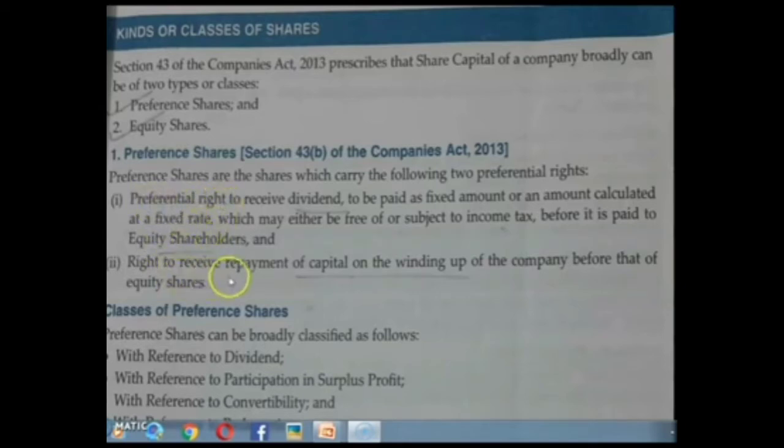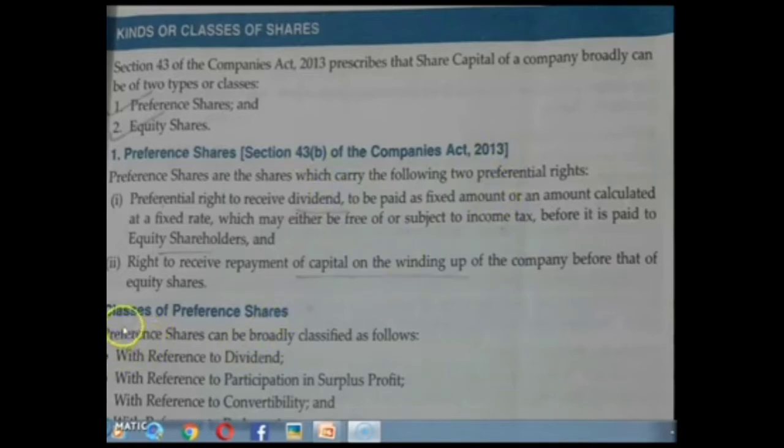The second right of a preference shareholder is the right to receive repayment of capital on the winding up of the company before the equity shareholders. The preference shareholders have also contributed their money as capital, and they will get that capital back at the time of winding up before it is paid to equity shareholders. So who will be number one to receive it? Preference shareholders. These are the two rights which preference shareholders have.